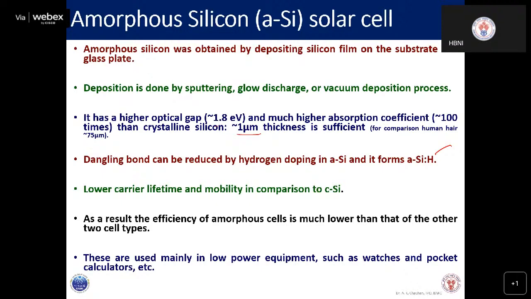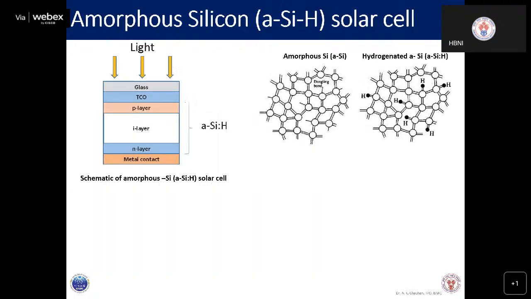I already said, there were three. One is the single crystalline solar cell, which has the highest efficiency. Then we had polycrystalline solar cells, which have efficiency somewhere in between. And then we have thin film solar cells. This is the amorphous solar cell, which has much lower efficiency, but the thickness is very, very small in that case.